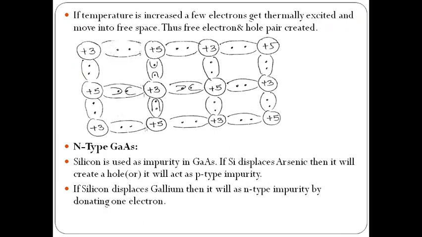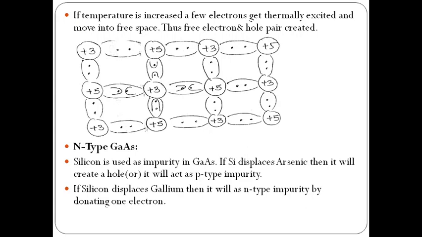If temperature increases, a few electrons get thermally excited and move into a free space. Thus, a free electron and hole pair will be created. These will act as electrical charge carriers. You can observe the covalent bond structure of gallium arsenide. 3 electrons of gallium and 3 electrons of arsenic form the 3 covalent bonds, and 2 electrons of arsenic form the covalent bond also.